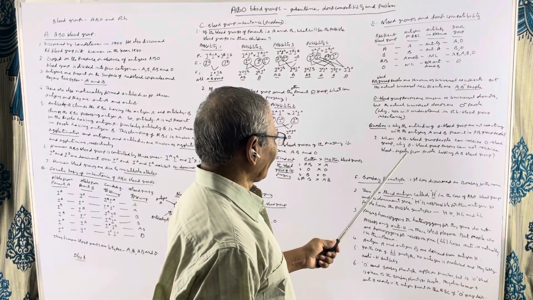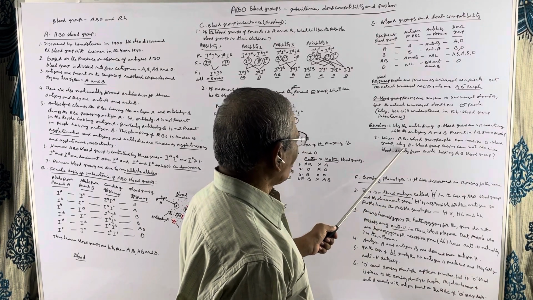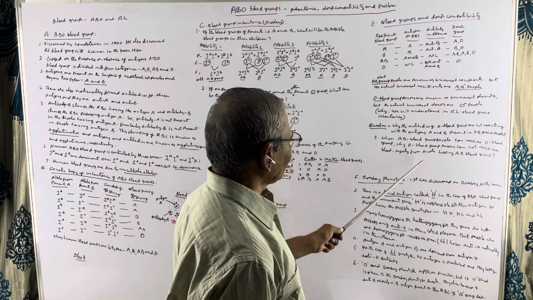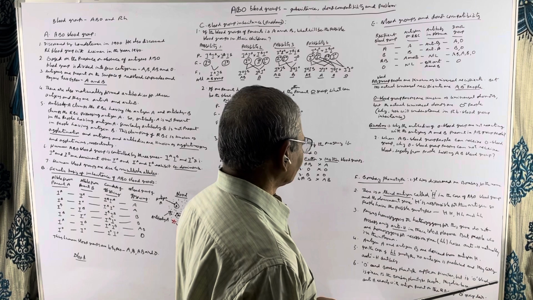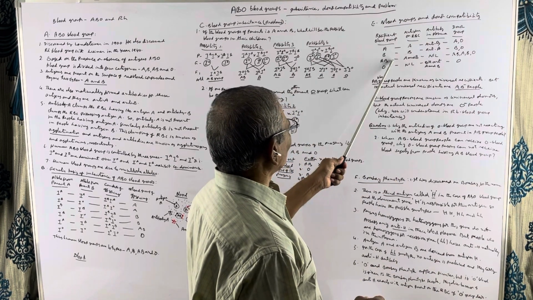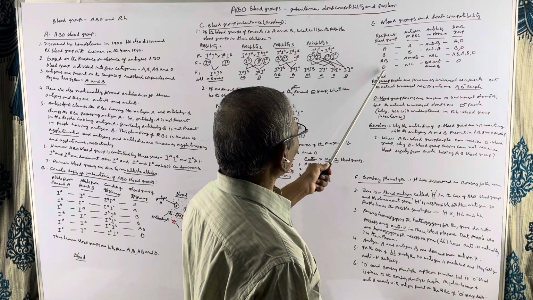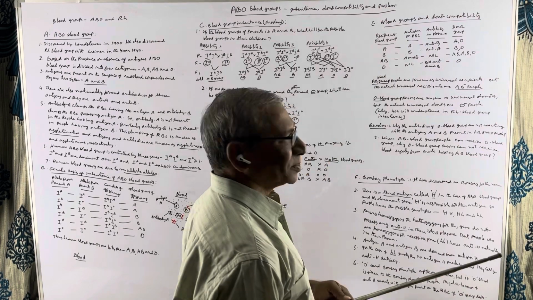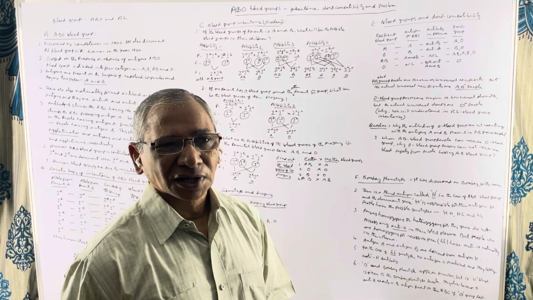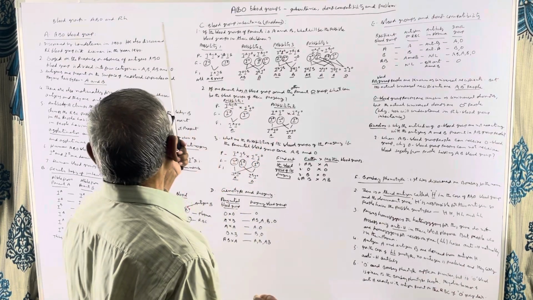Then second question. When AB blood group people can receive O blood group, why can O blood group persons not receive blood safely from people having AB blood group? See, AB group people safely receive O blood group. Then why can O blood group people not receive AB blood group? Please try to find out answers. If you don't find out, I will explain in the next topic, that is RH blood group.